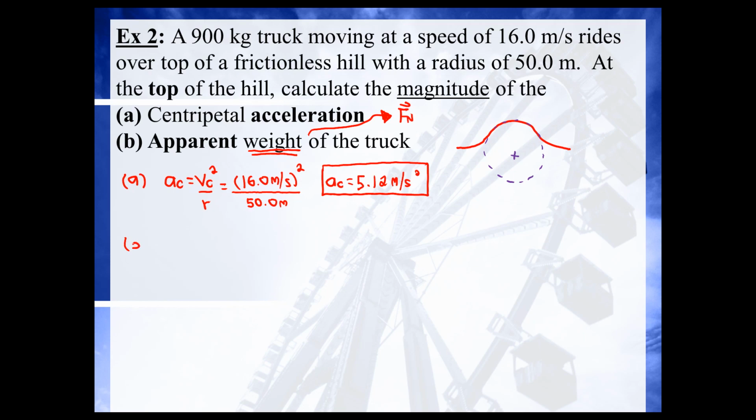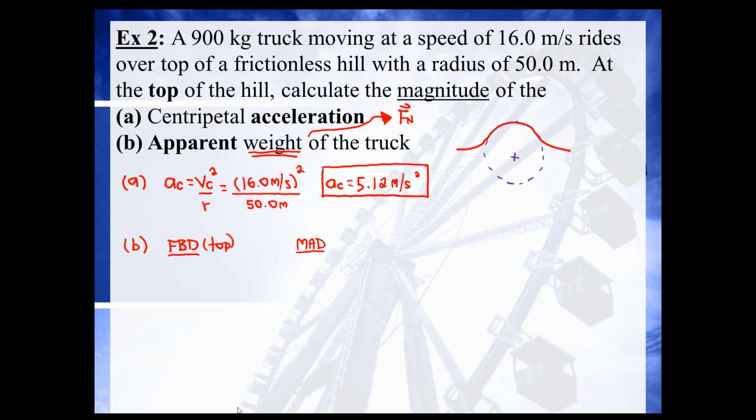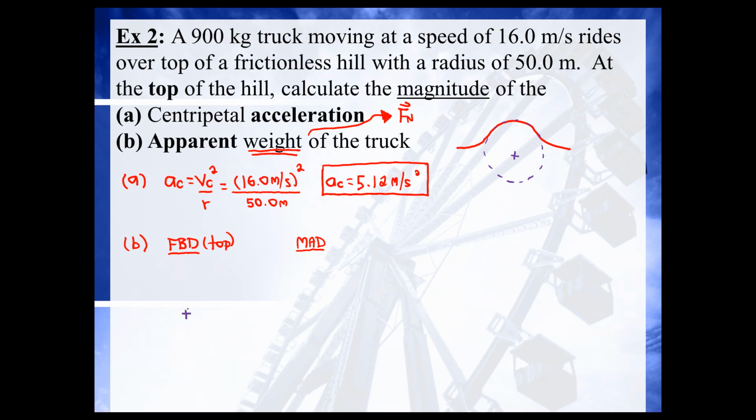Part B. Okay, we want to know what's going on at the top of the hill. So let's draw an FBD at the top. And then we'll do our mass acceleration diagram as well. And we'll start off once again just by sketching what the circle looks like. So there's the center. Do that for the mass acceleration diagram as well.